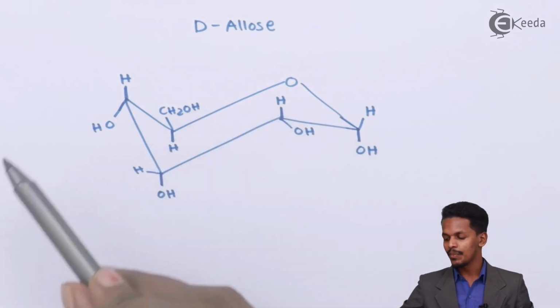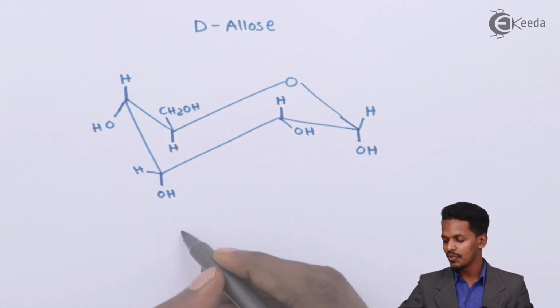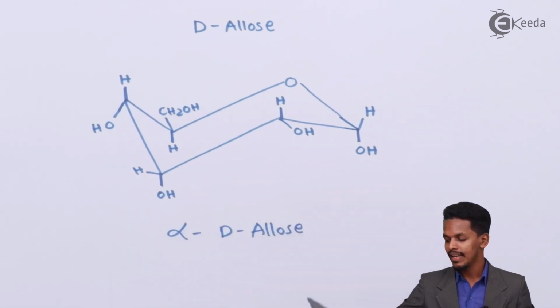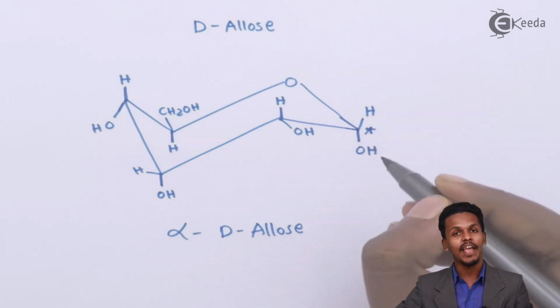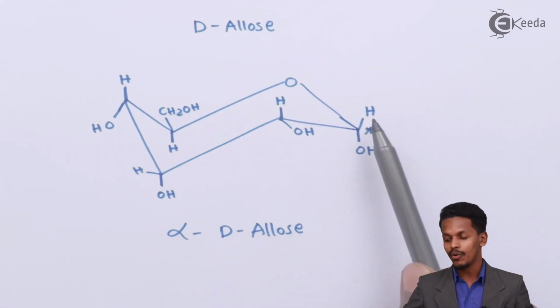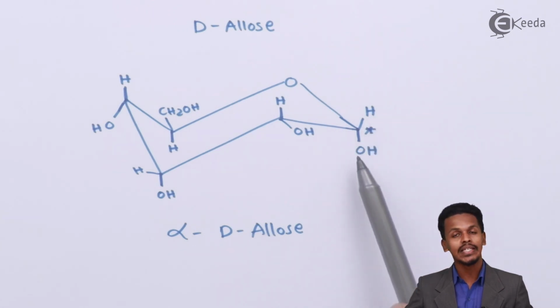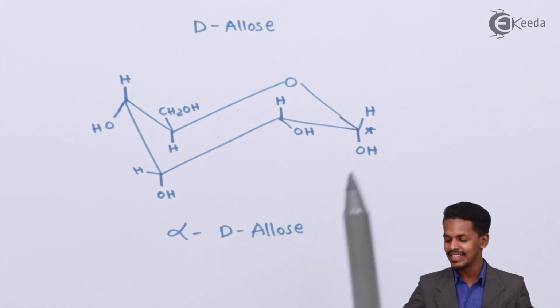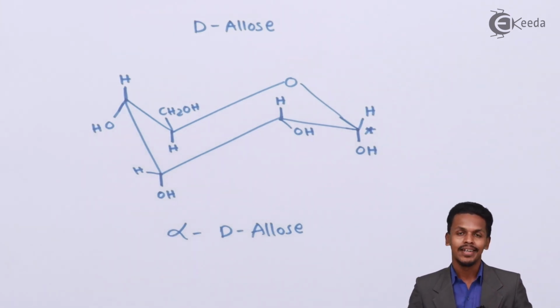Therefore this is nothing but the alpha form, or we could also call it alpha D-allose. It all depends upon the epimeric carbon atom. In this case, if the OH is on the equatorial position and the H is on the axial position, then this alpha D-allose would have turned into beta D-allose, and this is nothing but the chair form of it. So that's it.